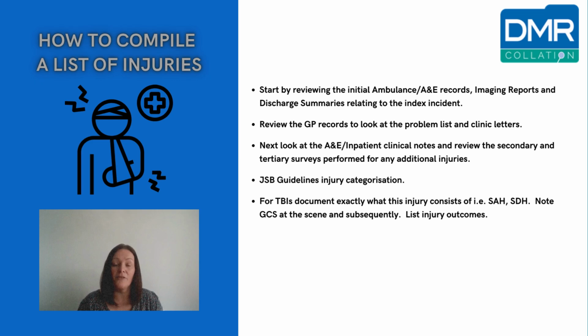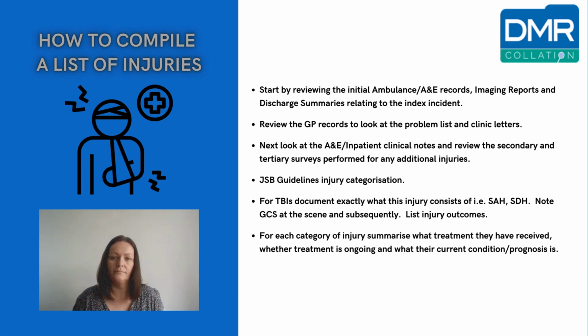If the claimant has sustained a traumatic brain injury, then you will need to document exactly what this injury consists of. For example, is it a subarachnoid hemorrhage, a subdural hematoma? Exactly what part of the brain has been injured? What was their Glasgow Coma Scale, i.e. GCS, at the scene, and subsequently? And then put together a comprehensive list of what the outcome of this injury has been, i.e. what senses have been affected, and has cognition, personality, behaviour, and/or mobility also been impacted.